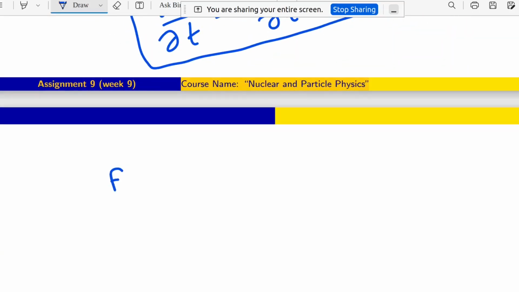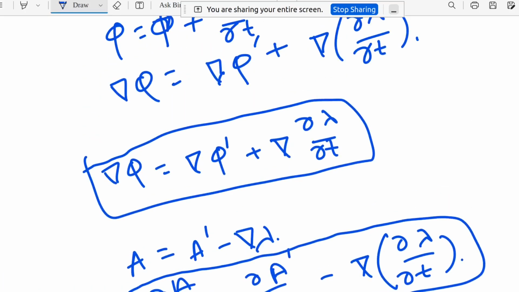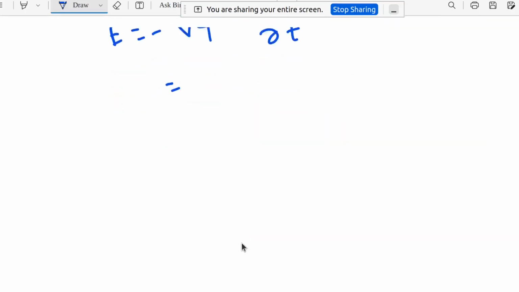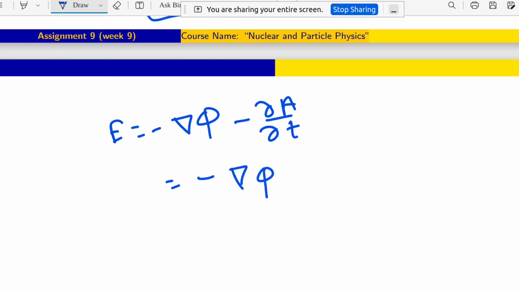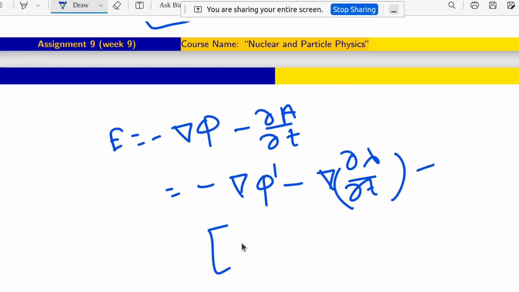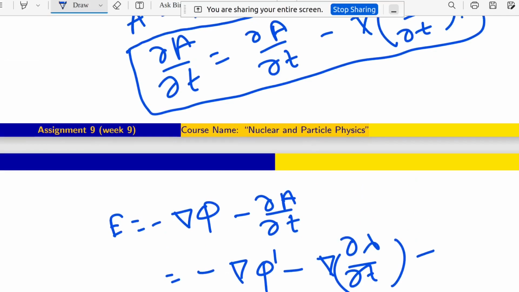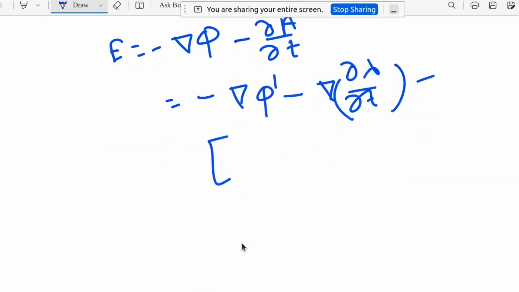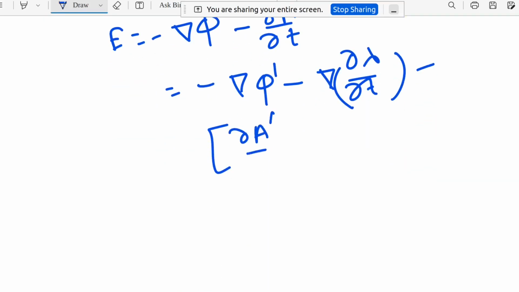Now coming to E again. E was minus grad phi minus del A del t. So minus grad phi is minus grad phi prime minus this one, minus grad of del lambda del t. Now del A del t is del A prime del t minus grad of del lambda del t.